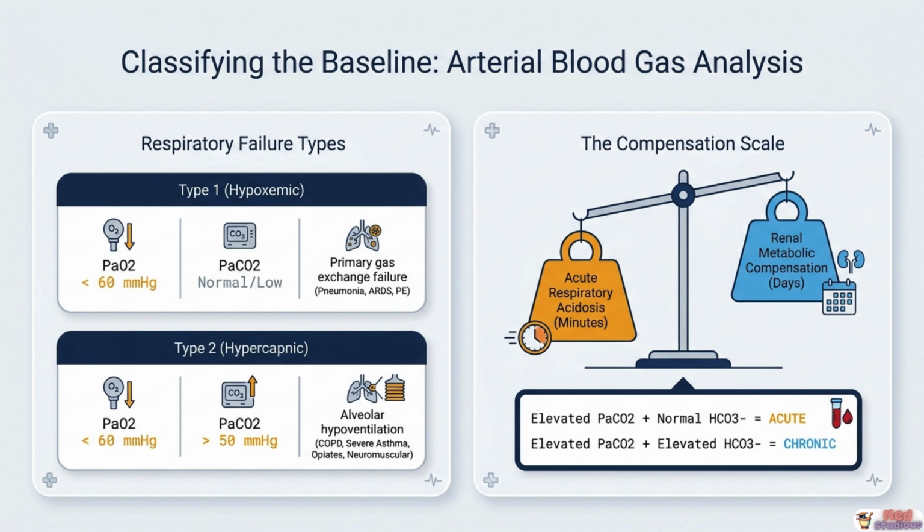Acute respiratory acidosis develops within minutes before the kidneys have time to respond, so elevated PaCO2 combined with a normal bicarbonate indicates an acute process. Renal metabolic compensation, by contrast, takes days to develop, so elevated PaCO2 combined with an elevated bicarbonate indicates a chronic, established process. A critical timing distinction that lets you separate an acute exacerbation from long-standing compensated disease using nothing more than a single blood gas result.